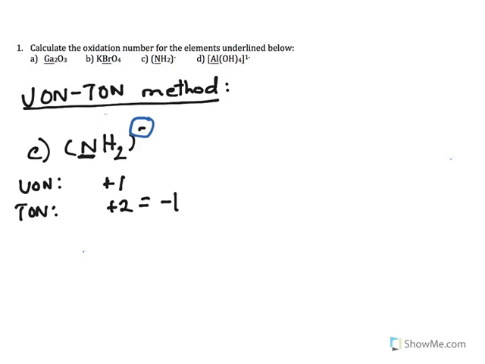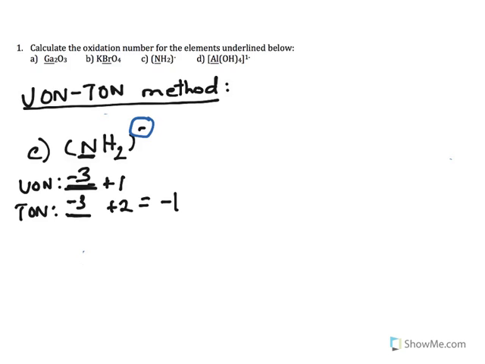So, for total oxidation number, a number that is added to +2 will give us -1. It's going to be -3, because -3 when added to 2 will give us -1. Once again, we have only 1 nitrogen, and hence our unit oxidation number is going to be the same, -3, and that is our answer.